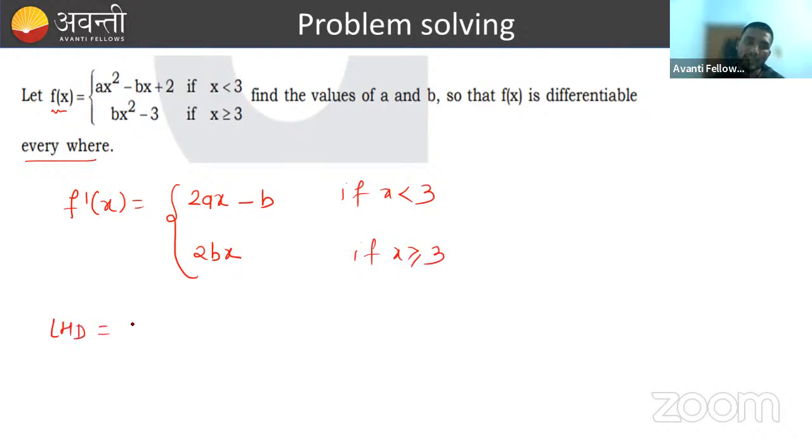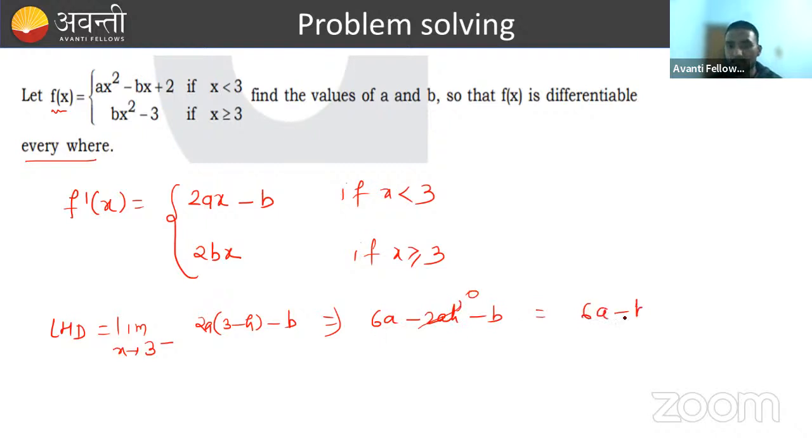If I find LHD, I have to take 3 minus h. So it will be 2 into 2a, 3 minus h, minus b. So it will be what? 6a minus 2ah minus b. It means if you see, h will be 0. It will be 6a minus b.